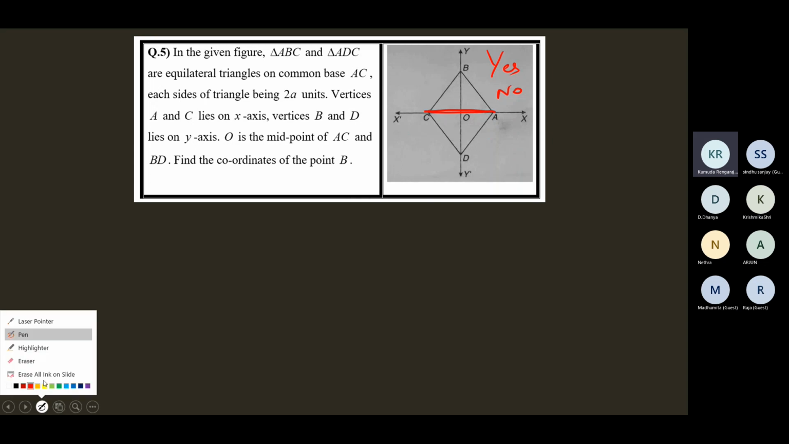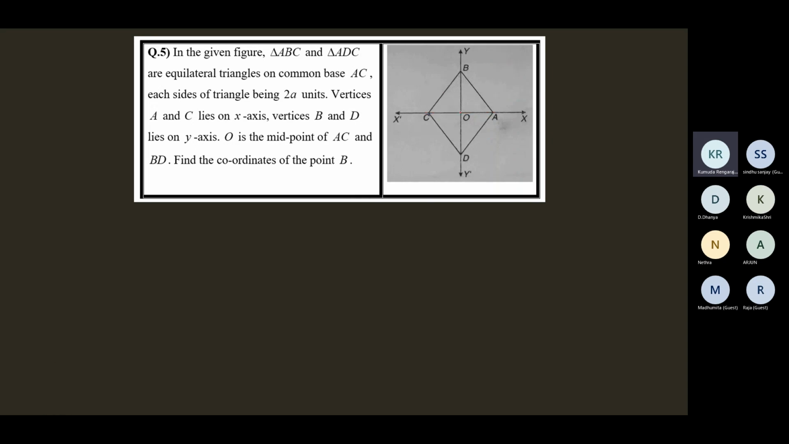Do you still feel BD is 2a? No, ma'am. Okay, very good. So BD is not 2a. What is known to us? We know that this one is a, because O is the midpoint of AC.